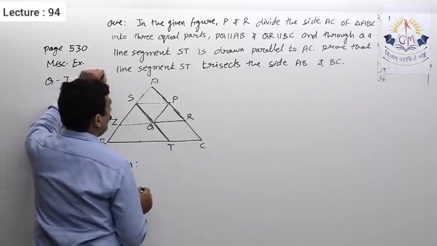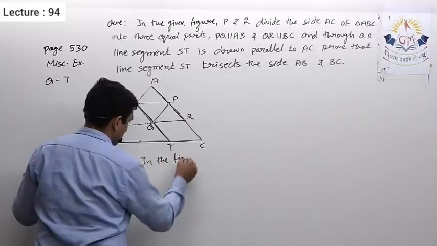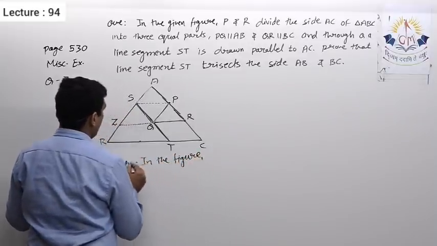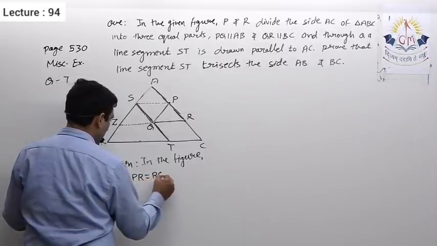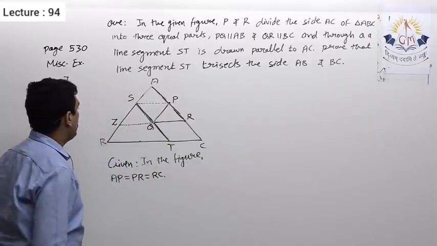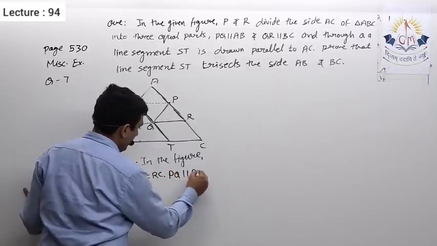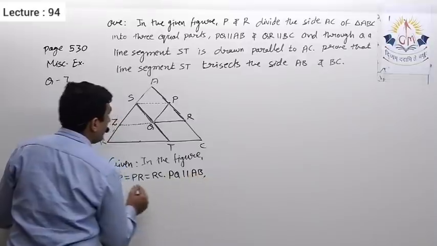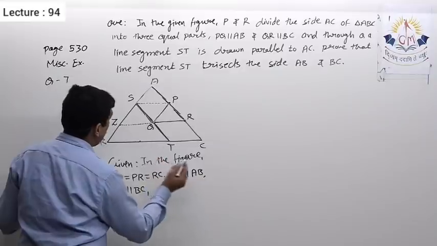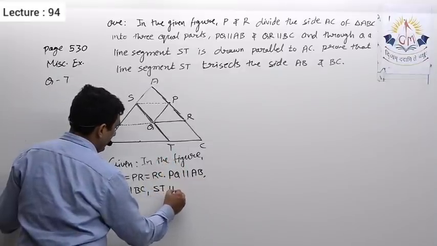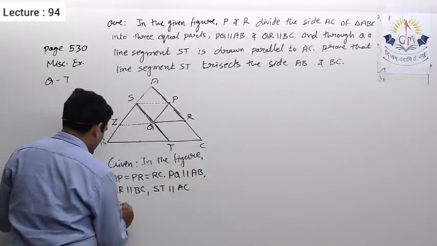So, given: in the figure, AP is equal to PR equal to RC. That is the first thing that is given. PQ parallel AB, that is given. QR parallel BC. Then ST parallel AC, that is also given. Okay, what do we have to prove?